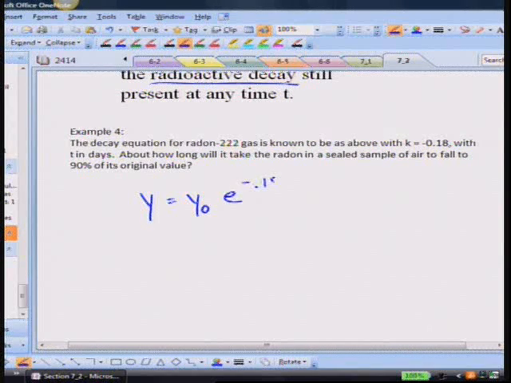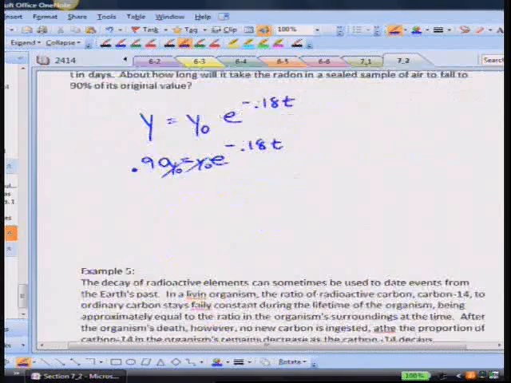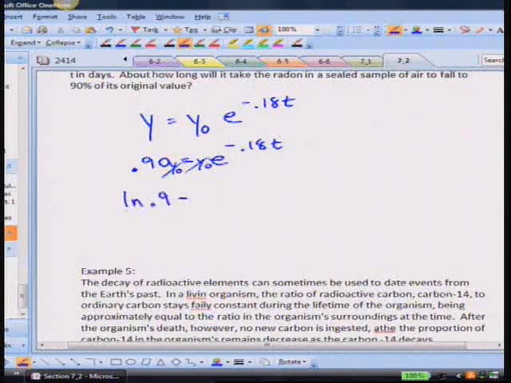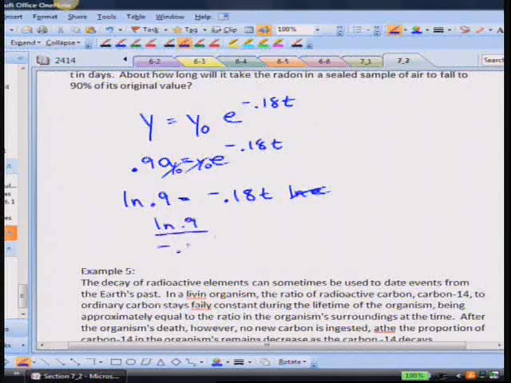Are you guys okay? Can I just put 0.9 equals e to the negative 0.18 T? Or I could put a Y naught here and a Y naught here, and I see that they cancel, right? Okay. Then I get that the ln of 0.9 is equal to negative 0.18 T times the ln of E. Of course, the ln of E is 1. So I get the ln of 0.9 is equal to negative 0.18 T. And if you type that into your calculator, I need help from the audience.